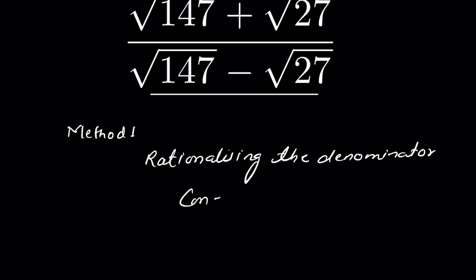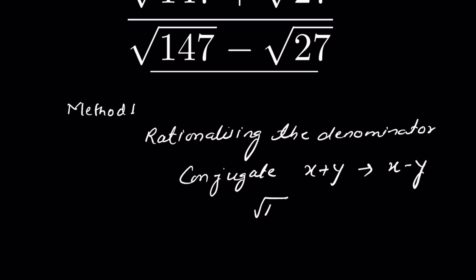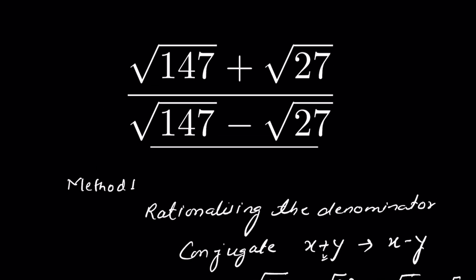So conjugate means, the conjugate of x plus y is x minus y. So the conjugate of square root of 147 minus square root of 27 will be square root of 147 plus square root of 27. So the conjugate means we need to change the sign. Why do we divide and multiply? Because if we multiply this fraction with radical by 1, there is no change.